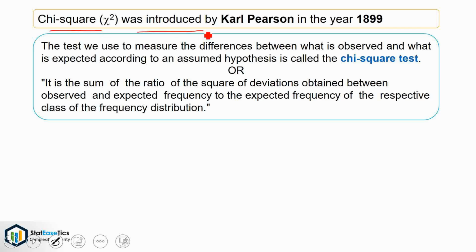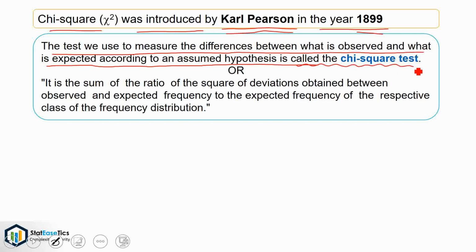Chi-square was introduced by Karl Pearson in the year 1899. It is defined as the test we use to measure the differences between what is observed and what is expected according to an assumed hypothesis. It can also be defined as the sum of the ratio of the square of deviations obtained between observed and expected frequency to the expected frequency of the respective class of the distribution.